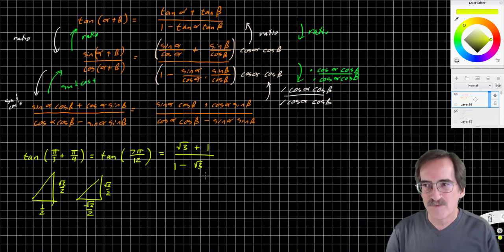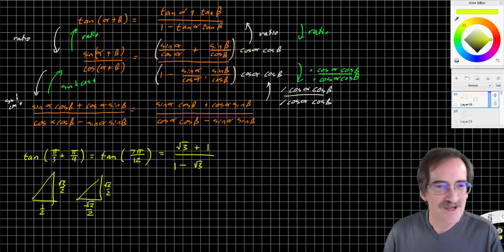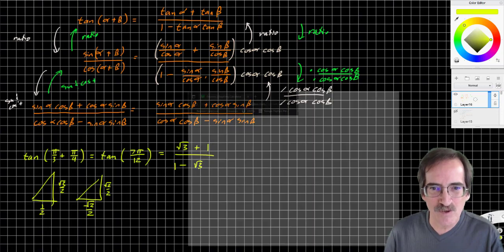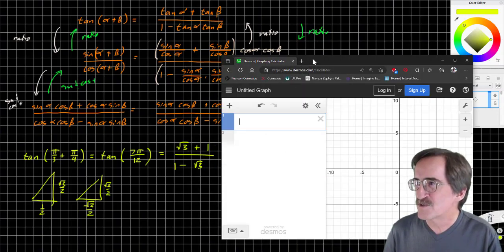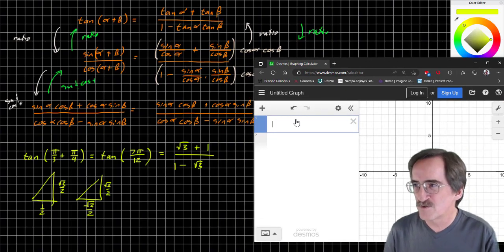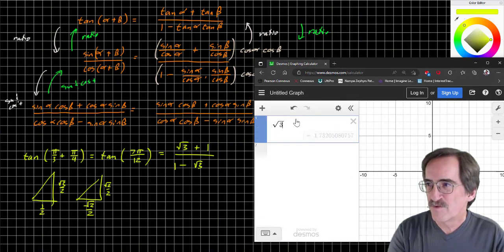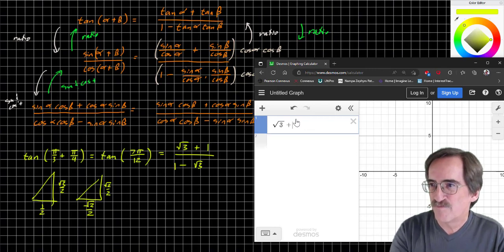Let's check it. Not chuck it. Check it. All right, here we go. Desmos. Oh, Desmos. I think of Oh, Toodles. If you ever watch Disney's Clubhouse, they call for the computer. Oh, Toodles. All right, square root 3 plus 1.